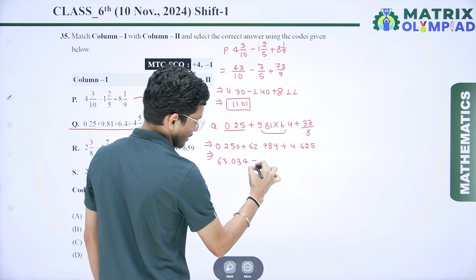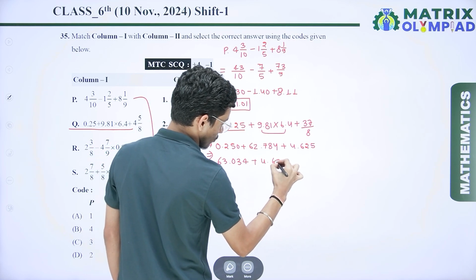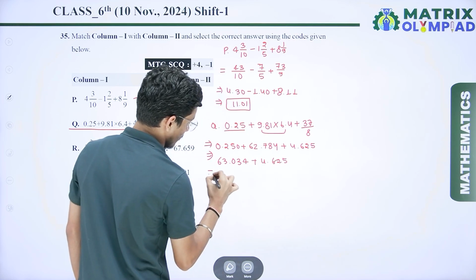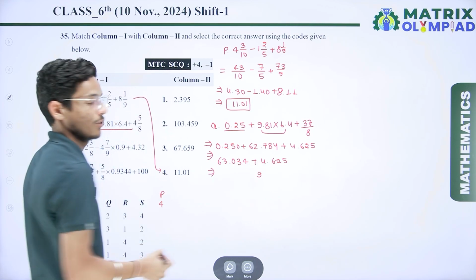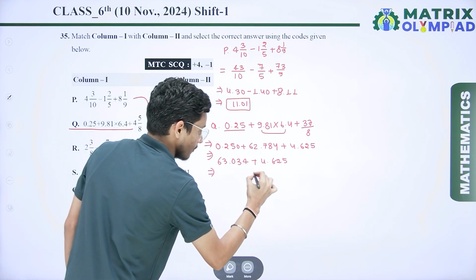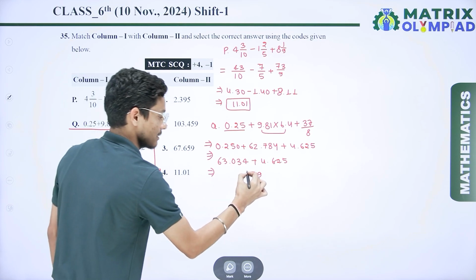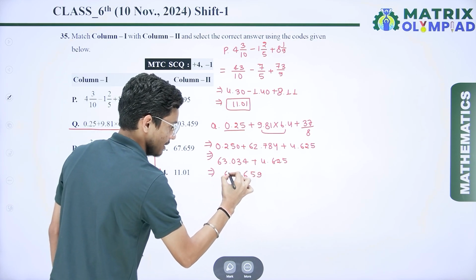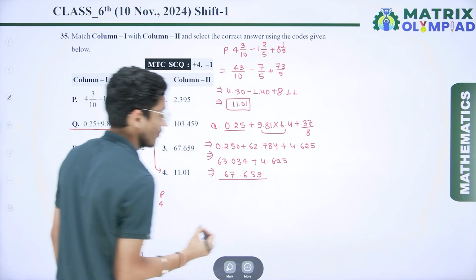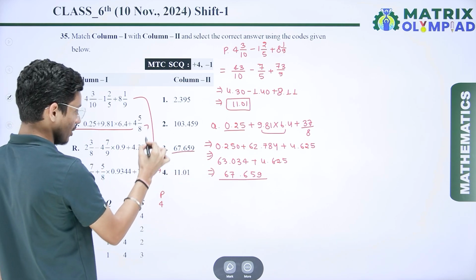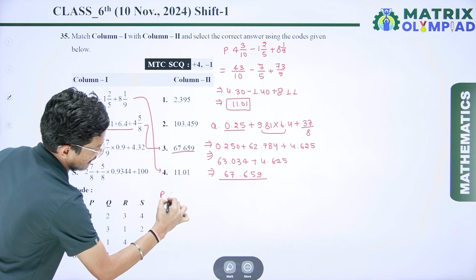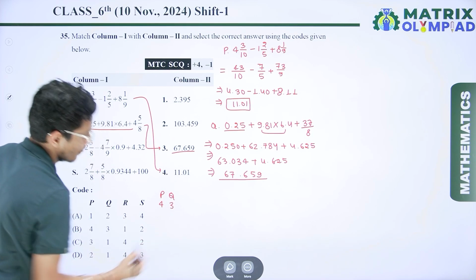Now we have to add here. 10.63 plus 4.625. So simply if I add again, 5 and 4 is 9, 3 and 2 is 5, and 0 plus 6 is 6.67. So here we get 67.659. So where is 67.659? Here. It means Q is connected to third. So I write here Q is connected to third.